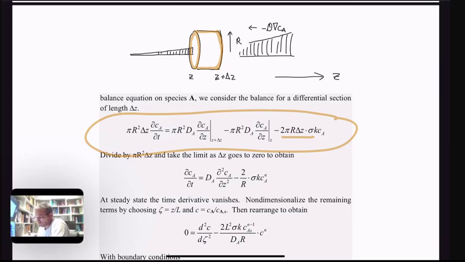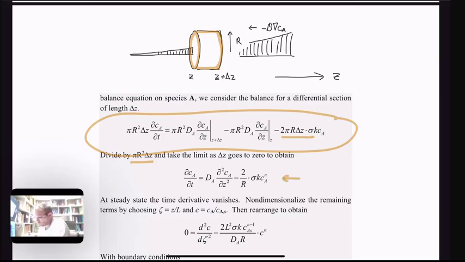We just have to remember that now when we go through and non-dimensionalize, phi will have somewhat of a different interpretation. Okay, so we take the usual steps here. We divide by pi r squared delta z and take the limit as delta z goes to 0, and that gives us this partial differential equation.